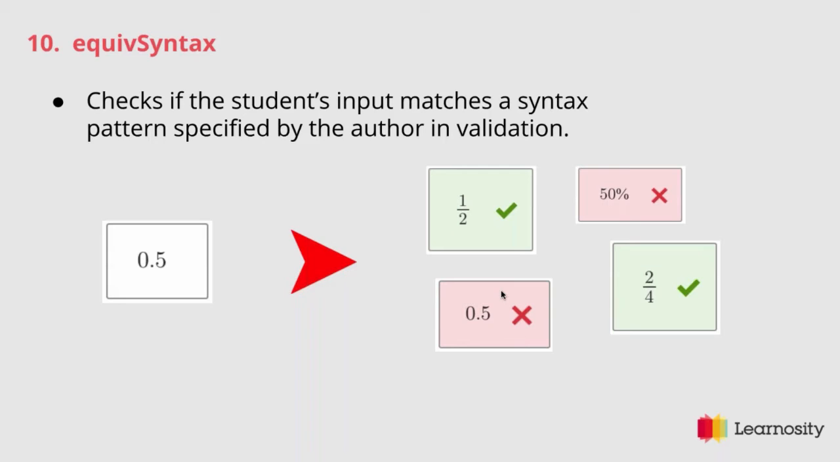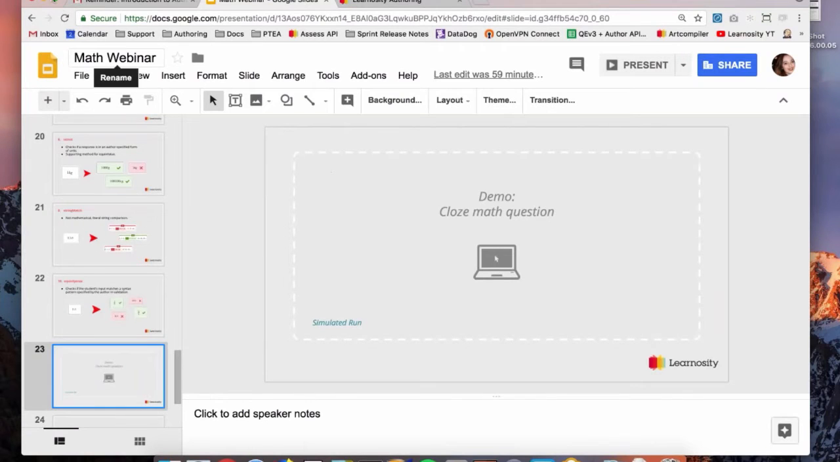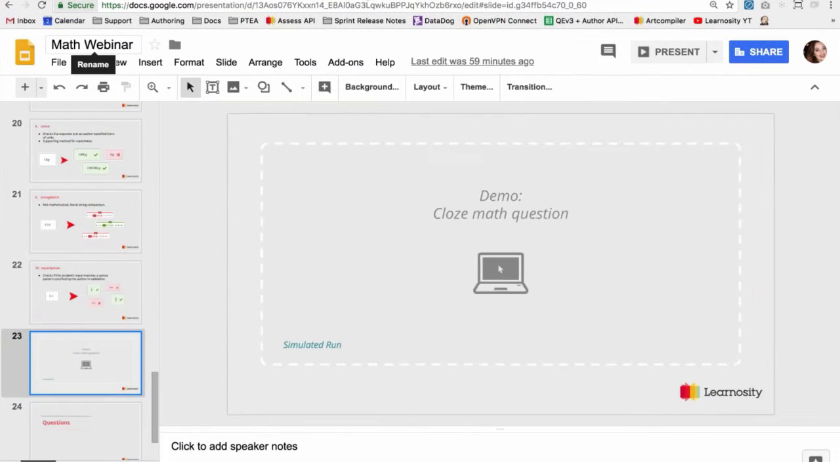I won't accept anything that isn't a fraction that's equal to a half. Okay, and that's it. So we're going to go now and look at the Cloze Math question, and we're going to look at how to author that. So just go in here.